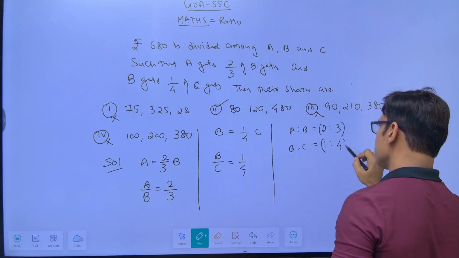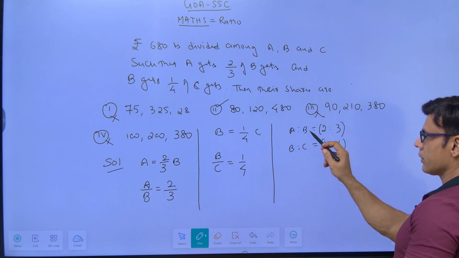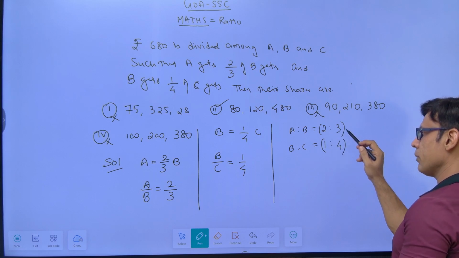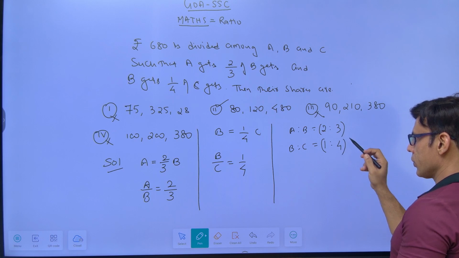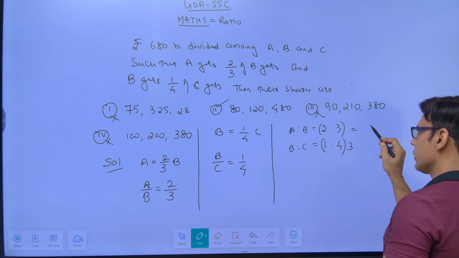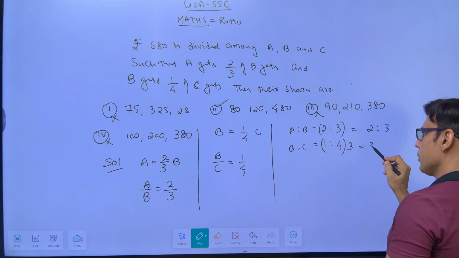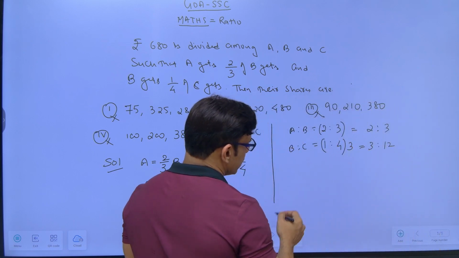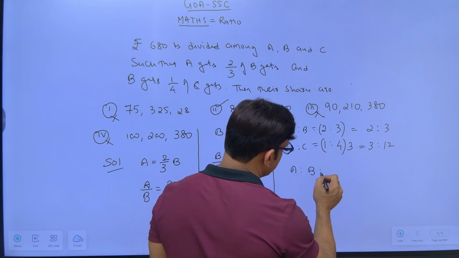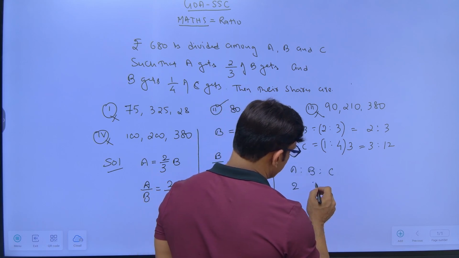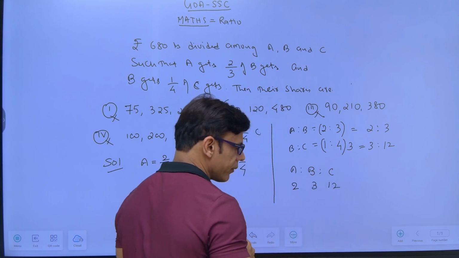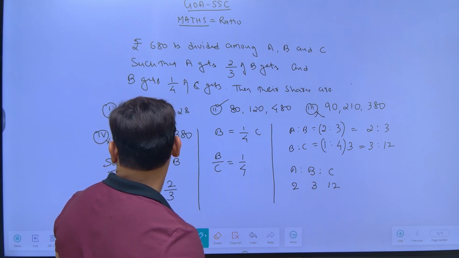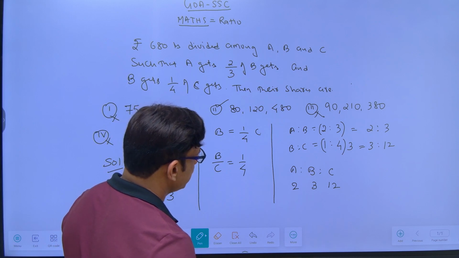So now B is common. See, but B is not common here. So I have to multiply this with 1, which will not make any change, and the second ratio with 3. So this will remain 2 is to 3 only, and this will become 3 is to 12. So what is the ratio of A is to B is to C, beta? This is 2 is to 3 is to 12, right? Three fours are 12.